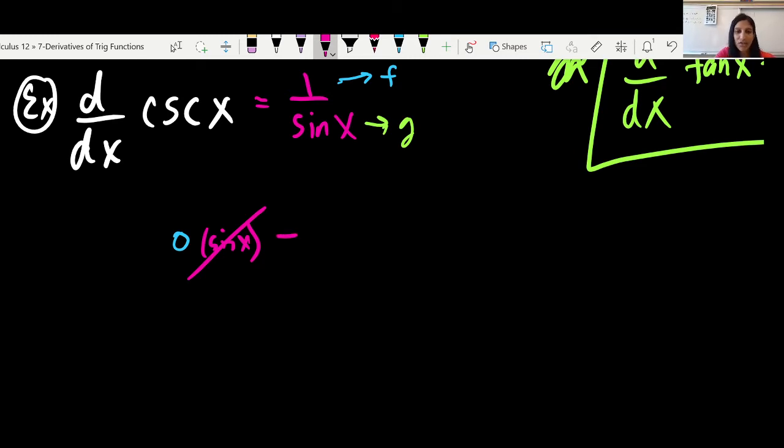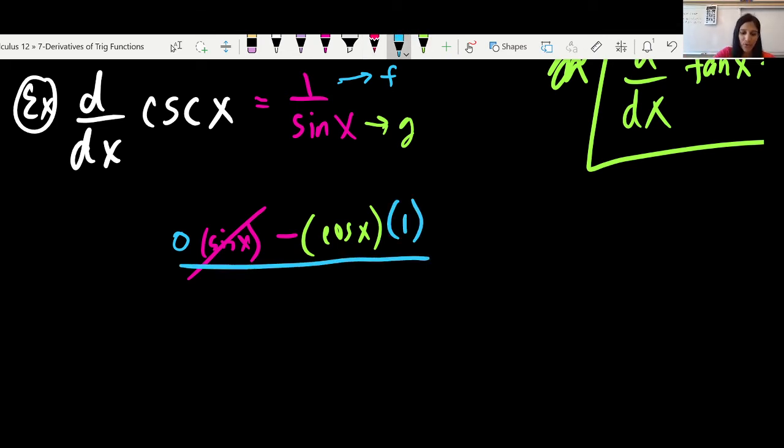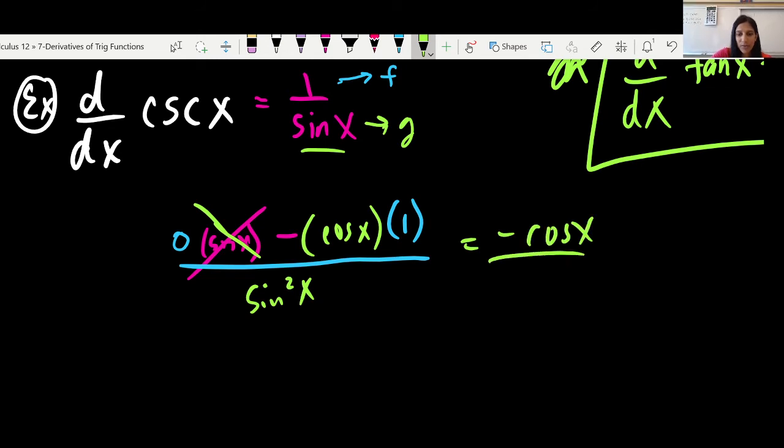Minus g prime. So g prime here would be cos x times f, which is just the number 1 from up there. So it doesn't really matter. The whole thing would be over g squared, which is sine x, so it would be over sine squared x from the bottom here. Okay, so this part we already talked about. It's gone because it's times 0. So we actually have negative cos x at the top over sine squared x.